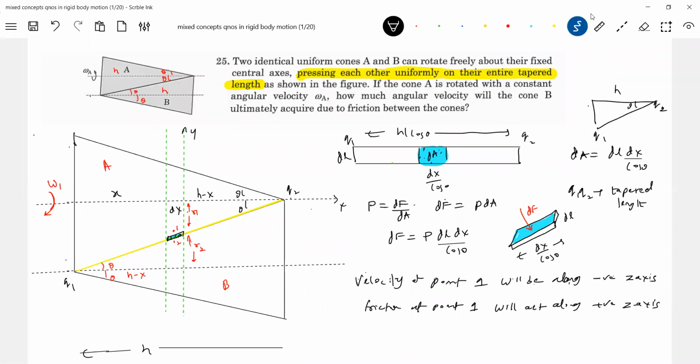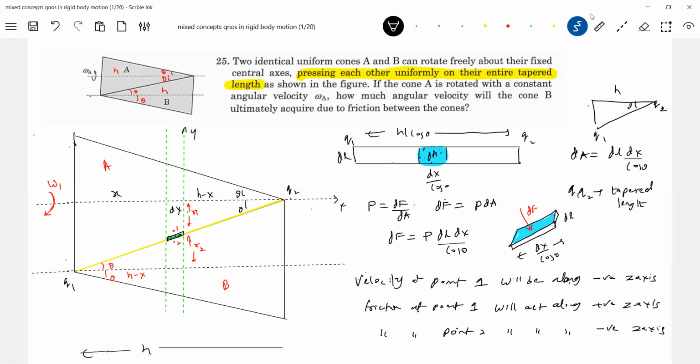I think this is the core idea now. Tell me how the friction on point 2 should act. Friction should always oppose relative motion, and action and reaction are equal and opposite, so friction at point 2 will act along the negative z axis. This friction acting at point 2 will set up a torque, and that torque will make cone B rotate. So in what possible direction must cone B rotate?